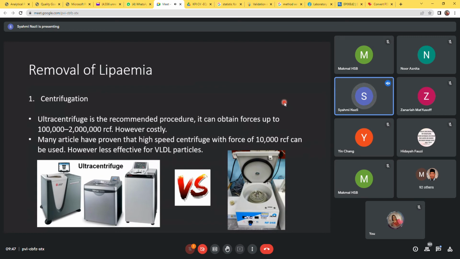So don't mistake this ultracentrifuge for the high-speed centrifuge, because the high-speed centrifuge is actually a benchtop centrifuge, which has a force of 10,000 RCF only. Many articles have proven that this high-speed centrifuge can be used to remove this lipemic interference. However, it is less effective for VLDL particles and more effective for triglyceride particles. For VLDL particles, we need to use the ultracentrifuge to remove them.